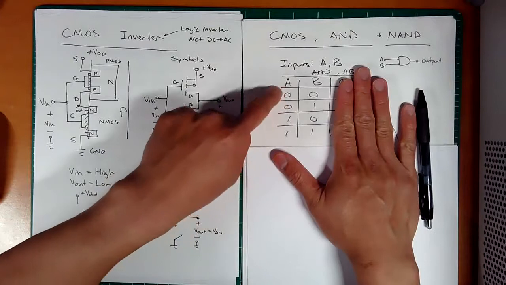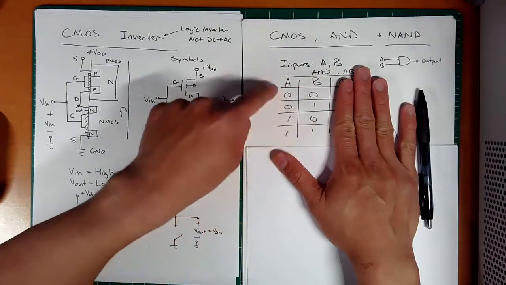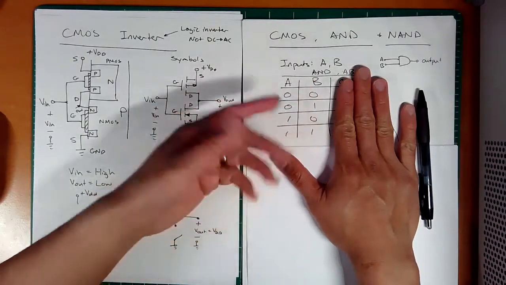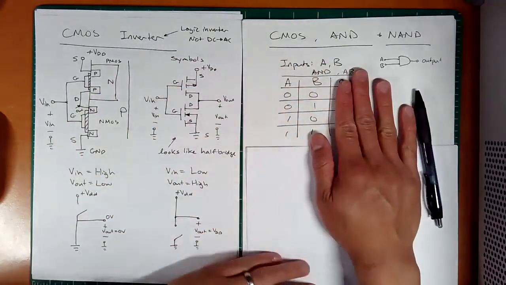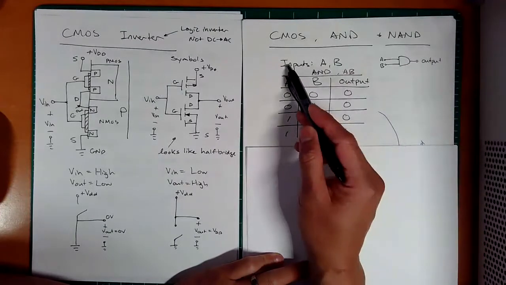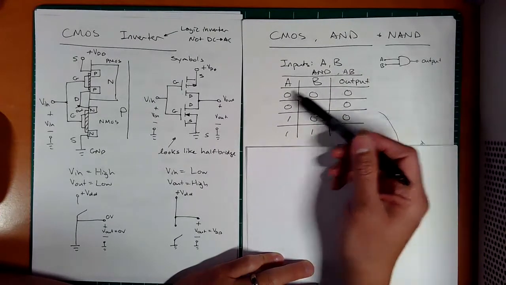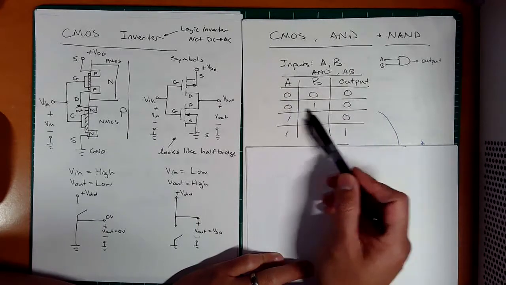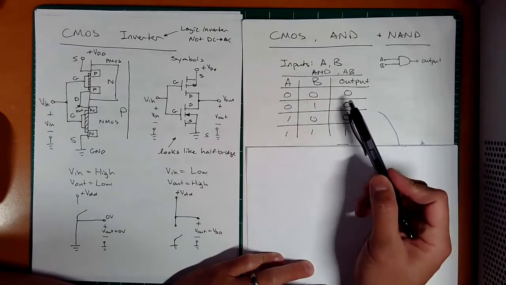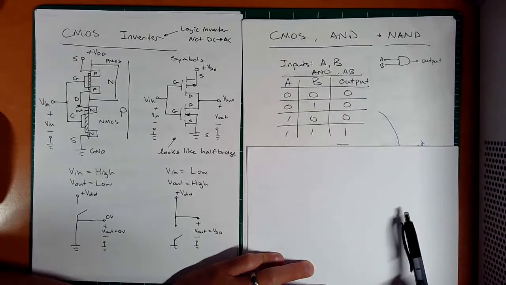A can be 0 or 1, B can also be 0 or 1, so you have 0, 0, 0, 1, 1, 0, 1, 1. These are just all the possible combinations. What we call this, by the way, is a truth table, right? And we look at what the outputs are. For an AND, both of these must be true, so that's only the last row right here. Okay, so false, false, false. Good.